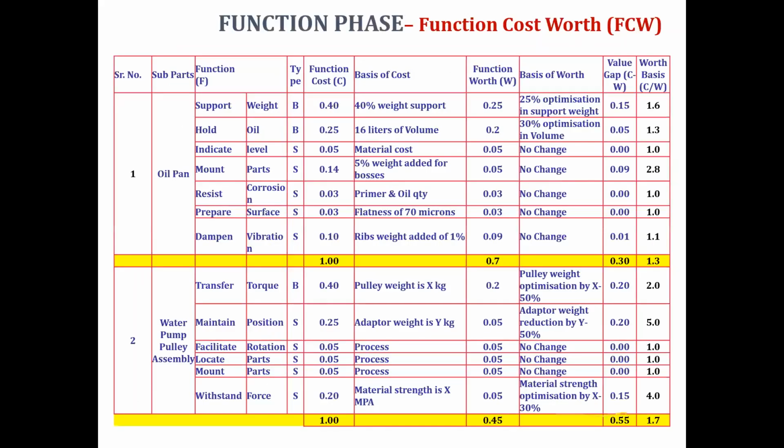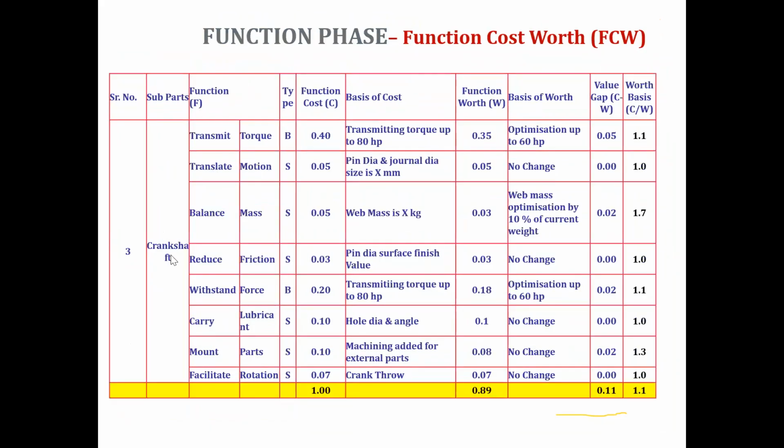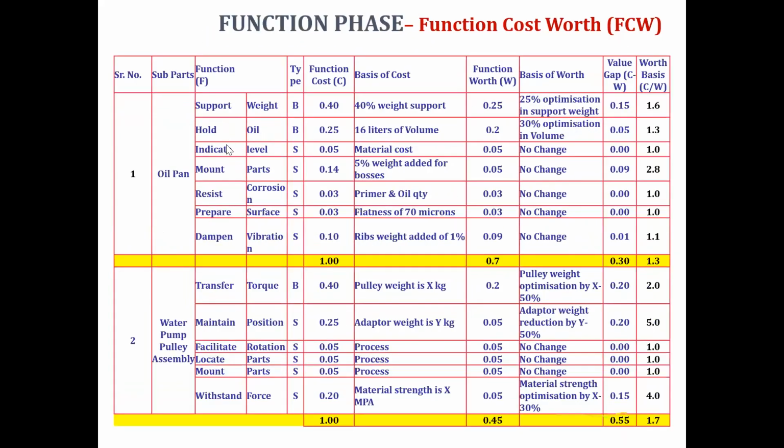Okay. So after the FAST diagram, what you have to do is go for a function cost worth analysis. So this is the oil pan, this is the water pump, this is the crankshaft. You need to list down all the functions. Then you should list down the function cost, the constant function cost. So this one is nothing but 100%.